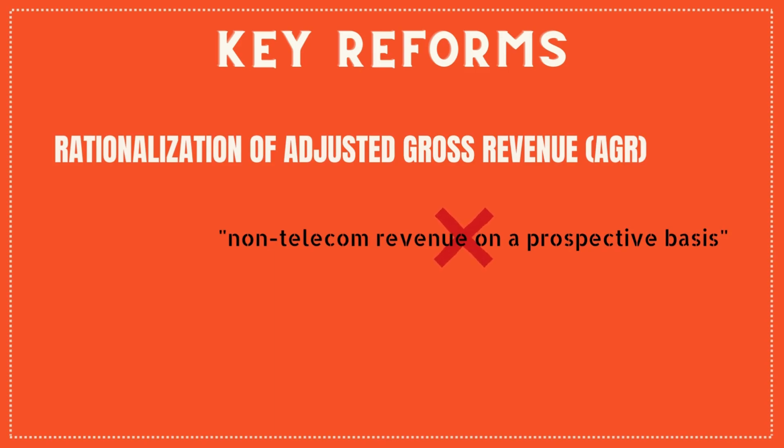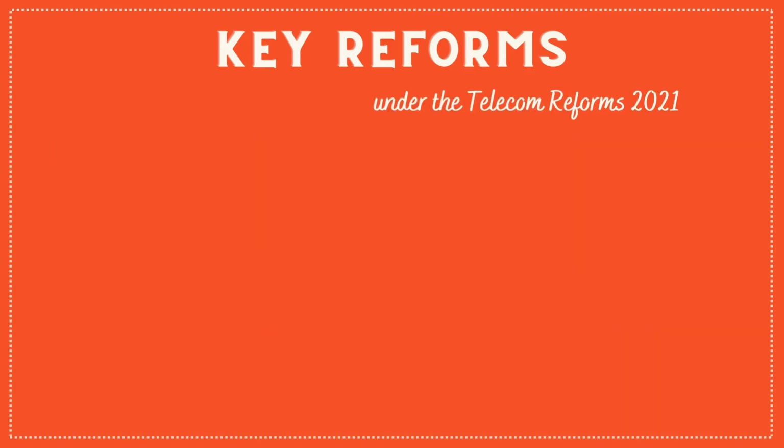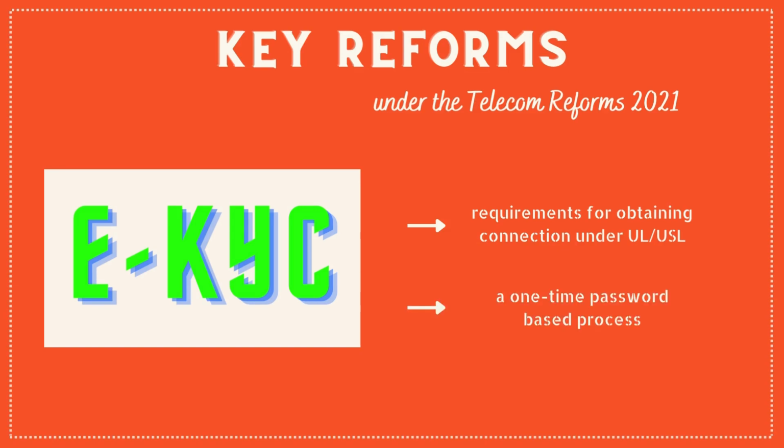This reform is key and is aimed at providing relief to current telecom and network service providers in India, which have been subject to heavy monetary penalties imposed by the Supreme Court for non-payment of AGR due for decades. The government has also introduced the following under the telecom reforms of 2021. Know Your Customer requirements for obtaining connection under the Unified License or Unified Access Services License, and a one-time password-based process for conversion of mobile connections from prepaid to postpaid and vice versa.